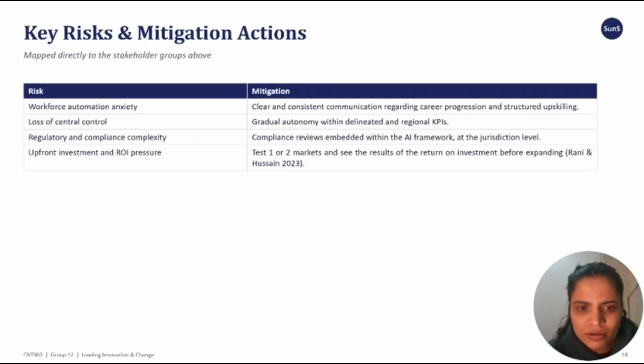Regulatory and compliance complexity is handled by building jurisdiction specific compliance checks directly into the AI framework itself, and the risk of upfront investment and ROI pressure is managed by starting with just one or two pilot markets to prove the model before scaling further.